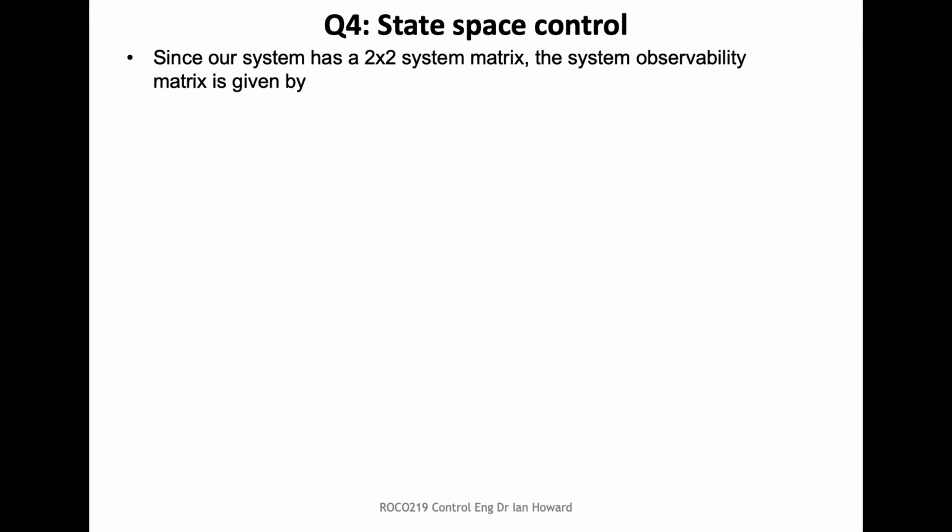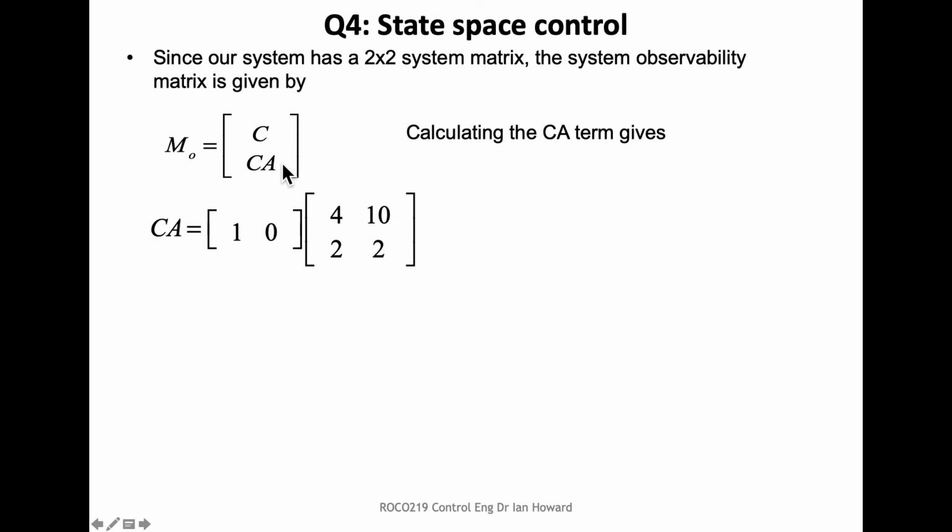Again, because it's a 2 by 2 A matrix, we only need two terms in our observability matrix. This time they are concatenated vertically. So we've got C and CA. Again, we know what C is, but we don't know what CA is off the top of our head, so we have to work it out. It's going to be, again, rows by columns, this times that. So 1 lot of 4, 0 lots of 2, 1 lot of 10, 0 lots of 2, so 4, 10. And then we concatenate vertically. So this is the C, this is the CA.